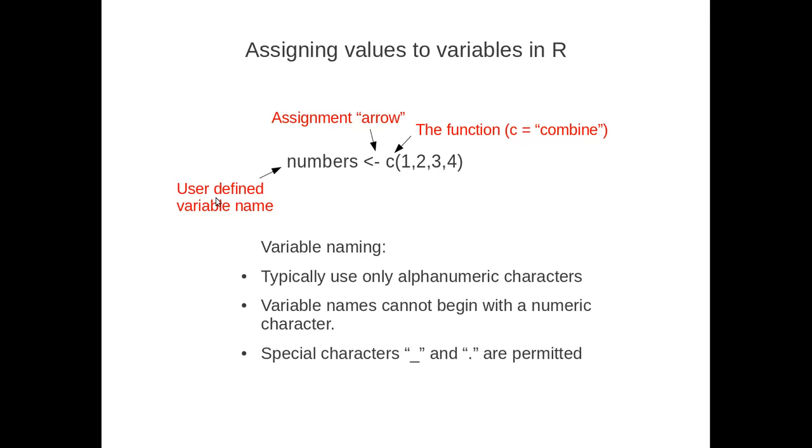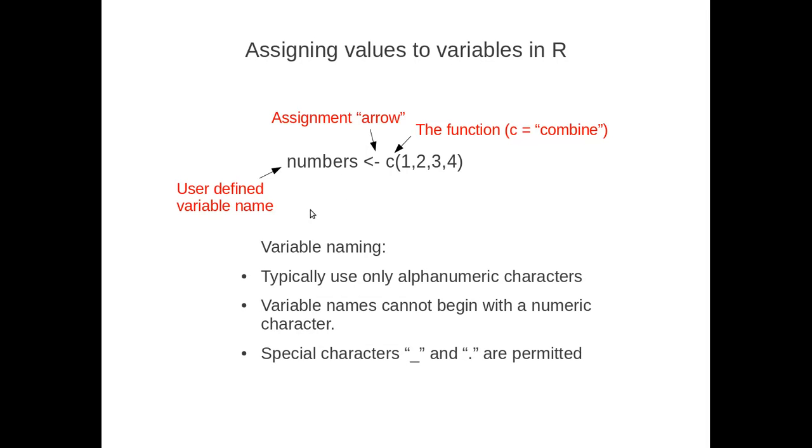So this is something that is defined by the user. Here I've made up the variable name called numbers, and I've then assigned this vector of numbers with the combine function, 1, 2, 3, 4, to that variable called numbers.